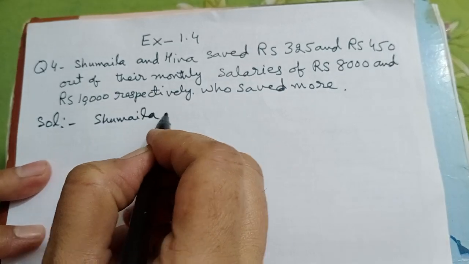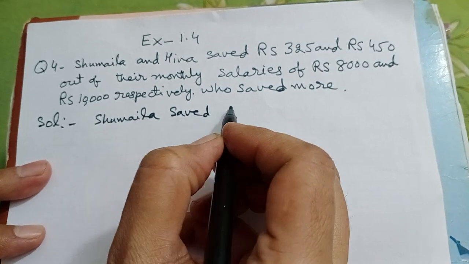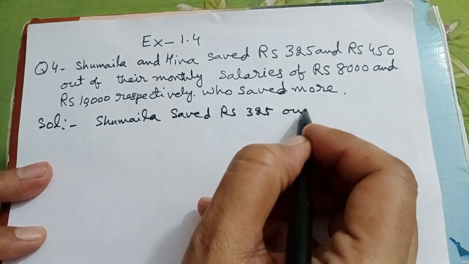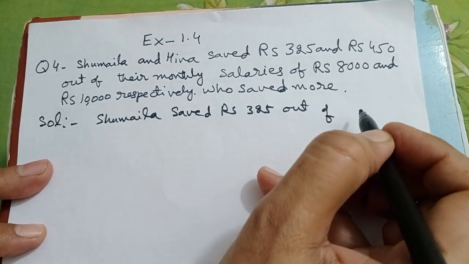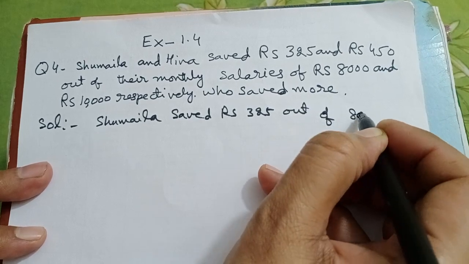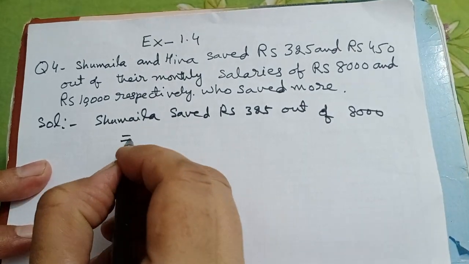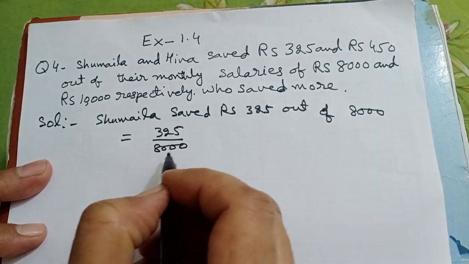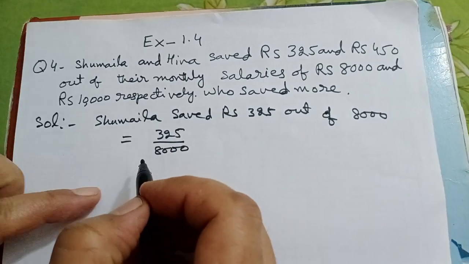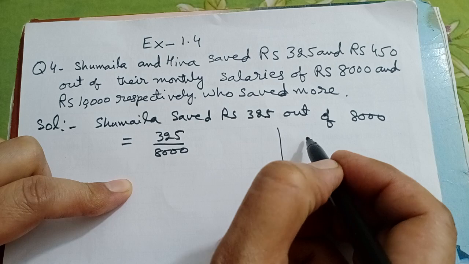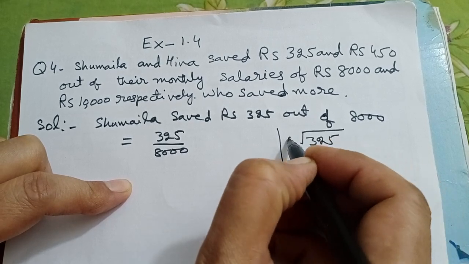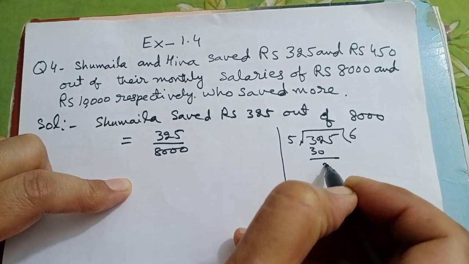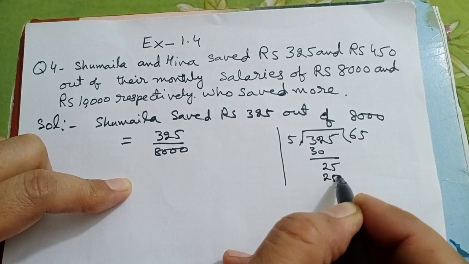Shumaila saved rupees 325 out of 8,000. It means 325 divided by 8,000. We simplify this by using the table of 5. 5 6s are 30. 5 5s are 25.